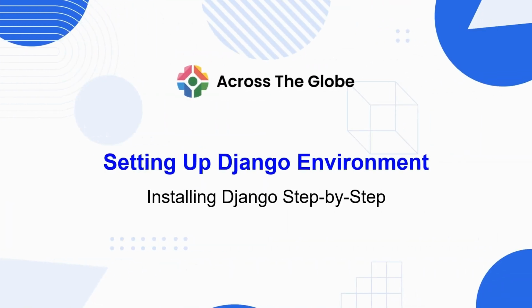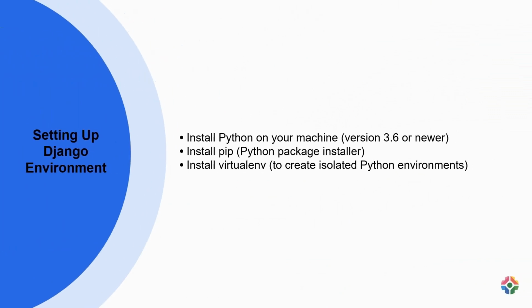Today, we will learn about setting up Django environment. To start, download and install Python version 3.6 or a more recent release. Next, set up pip, the Python package installer. Finally, install virtualenv, a tool for establishing separate Python environments. This step-by-step process equips you with the necessary foundation for managing Python packages and creating isolated working environments.